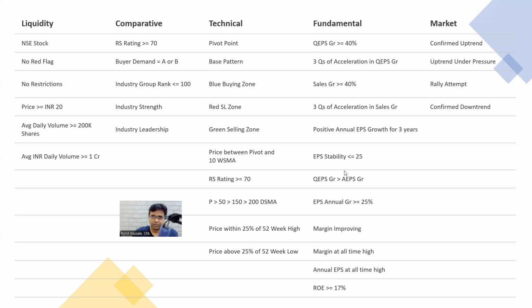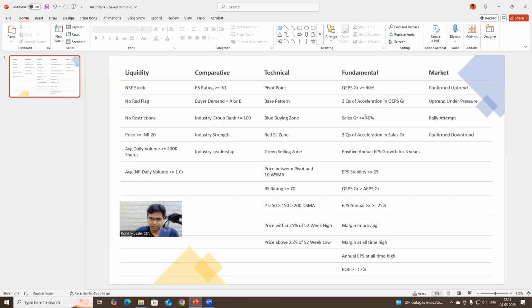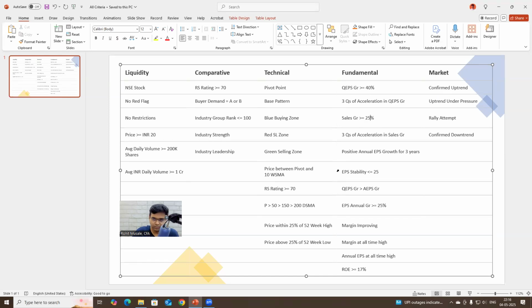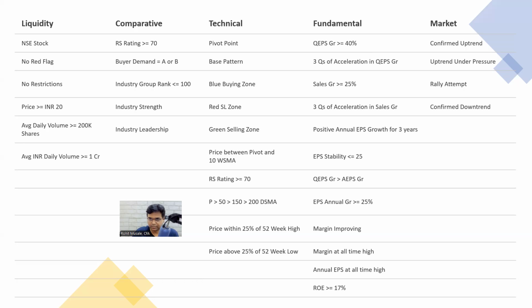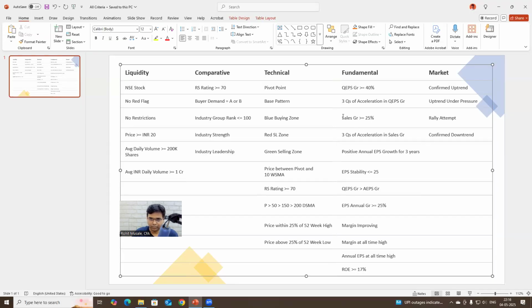Okay. Fundamental: the quarterly EPS growth should be more than or equal to 40%, preferably with acceleration over three quarters. Similarly, for sales, this is a mistake. Sorry, let me make this 25%. Okay, this should be 25% sales growth quarterly. Okay, this is quarterly, not annual. Greater than or equal to 25%. Let me make it Q. If you're taking a screenshot, let me do it like this.